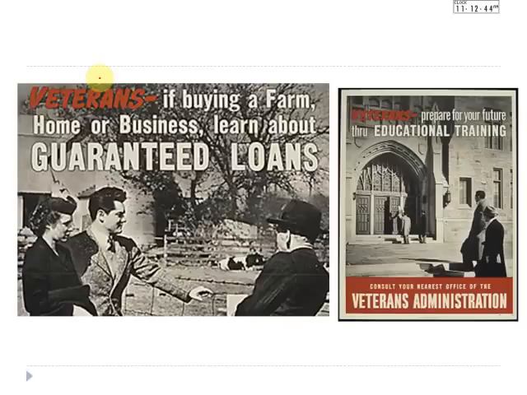We also create the Veterans Administration, under the same act. Yes, under the same act. The GI Bill also creates the Veterans Administration, or the VA as we call it today. And the VA was supposed to provide what? Guaranteed loans for businesses, homes, and farms for veterans. It was supposed to provide veterans loans for homes and businesses.